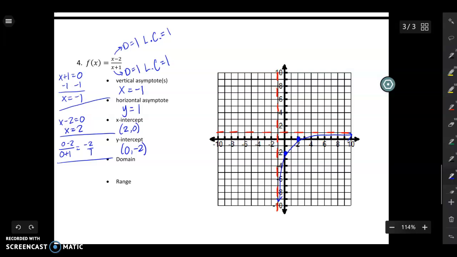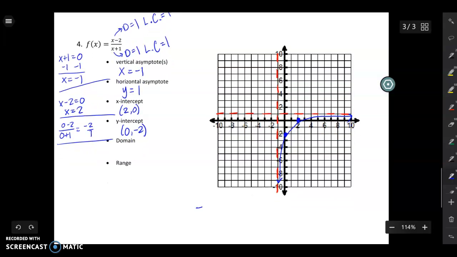I'm going to have to plug in a value on the left side to figure out what's going on. So let's go ahead and plug in a negative 2 to my function. So I would get negative 2 minus 2 over negative 2 plus 1. Negative 2 minus 2 is negative 4. Negative 2 plus 1 is negative 1. Negative 4 divided by negative 1 is a positive 4. So I have a point at x equals negative 2, y equals 4. So I can plot that, which allows me to sketch in this left side of the graph.